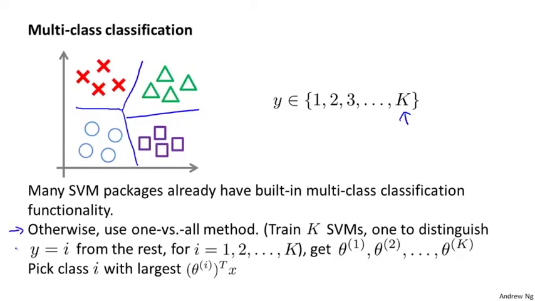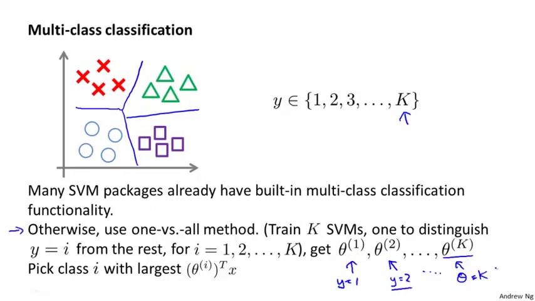Otherwise, one way to do this is to use the one versus all method that we talked about when we were developing logistic regression. So what you do is you train k SVMs if you have k classes, one to distinguish each of the classes from the rest, and this will give you k parameter vectors. So this will give you theta 1, which is trying to distinguish class y equals 1 from all of the other classes. Then you get a separate parameter vector theta 2, which is what you get when you have y equals 2 as a positive class and all the others as a negative class, and so on, up to a parameter vector theta k, which is the parameter vector for distinguishing the final class k from everything else.